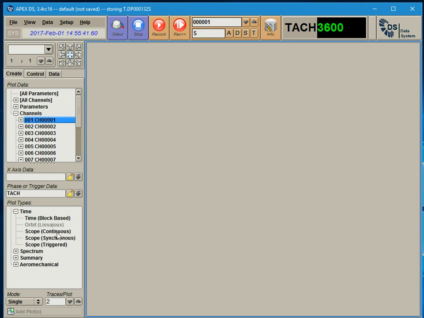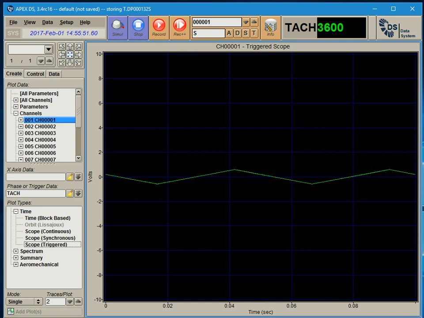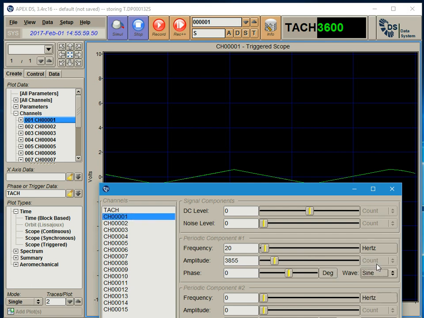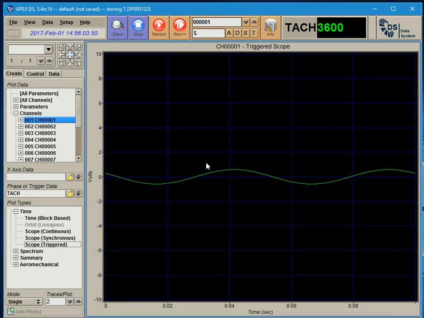Alright, so let's make the plot. We selected the channel, and then the trigger data, which we just talked about, is called tack, and we pick scope triggered. Let's go ahead and make a square wave or sine wave, one of the two. And this is what the triggered scope looks like.